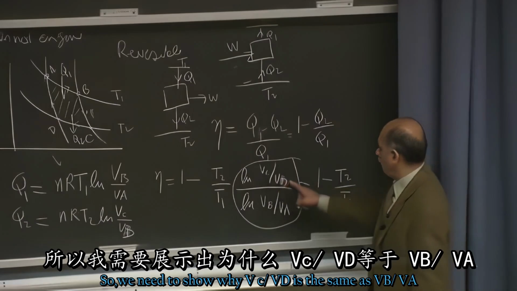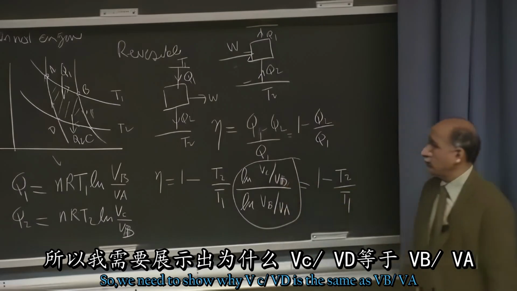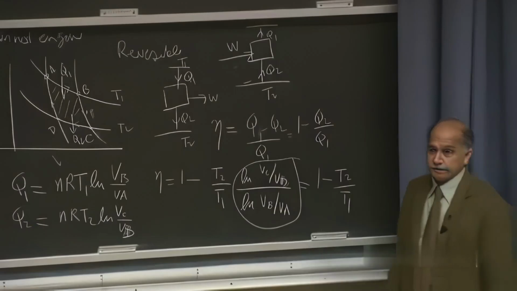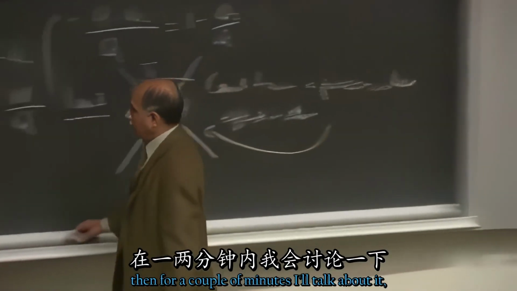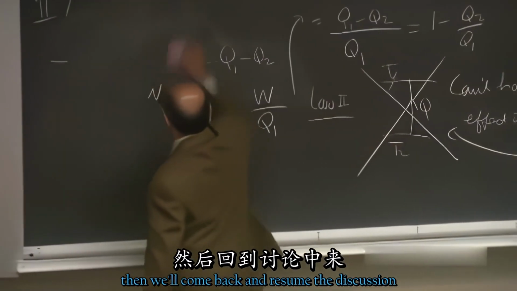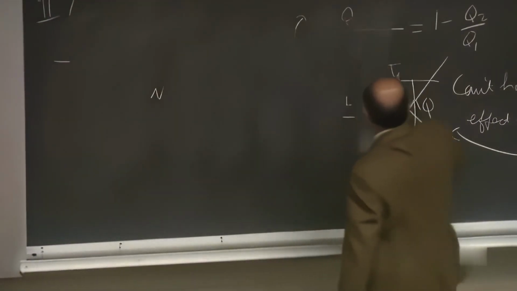So we need to show why VC over VD is the same as VB over VA. Well, I will derive that here. Then for a couple of minutes I'll talk about it. Then we'll come back and resume the discussion.